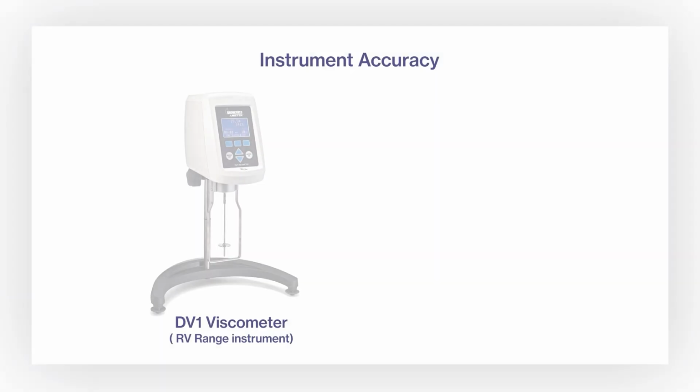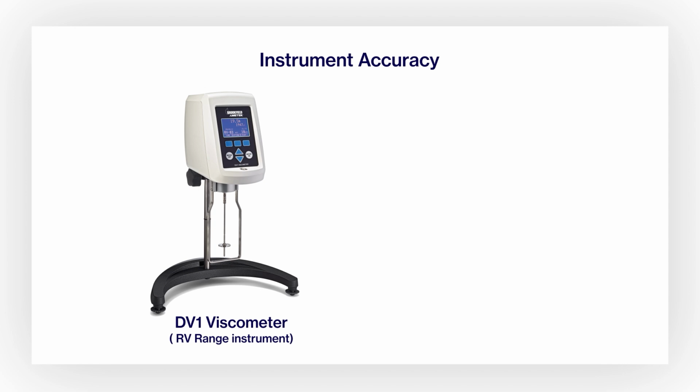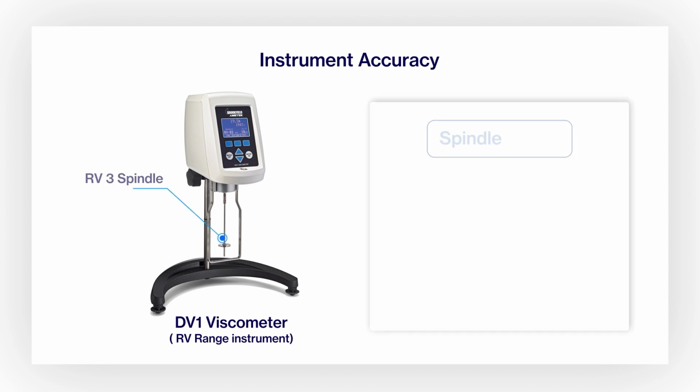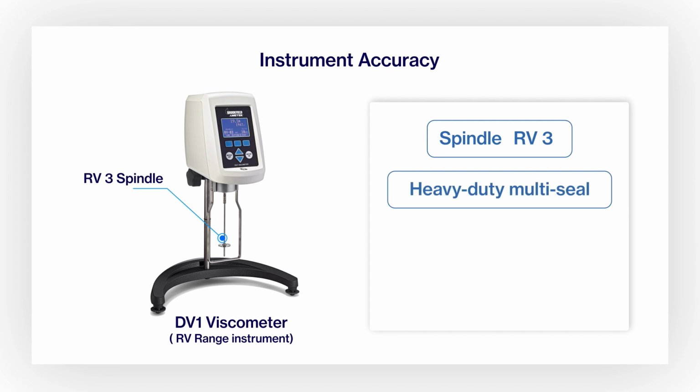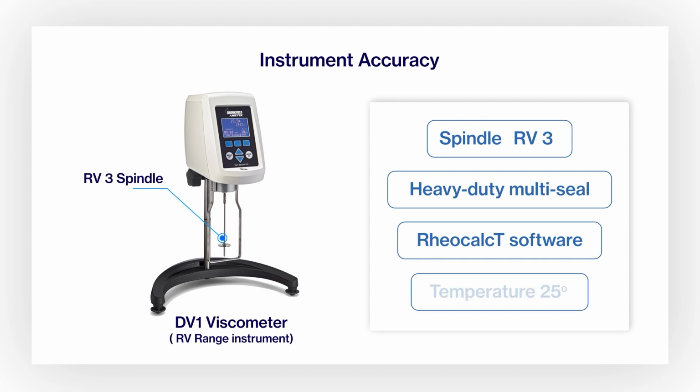In this example, an RV range instrument was used with an RV3 spindle. Heavy-duty multi-seal was the reported sample. Optional AMETEK Brookfield RealCalc key software gathered and saved the data. A temperature bath controlled the sample temperature at 25 degrees C.